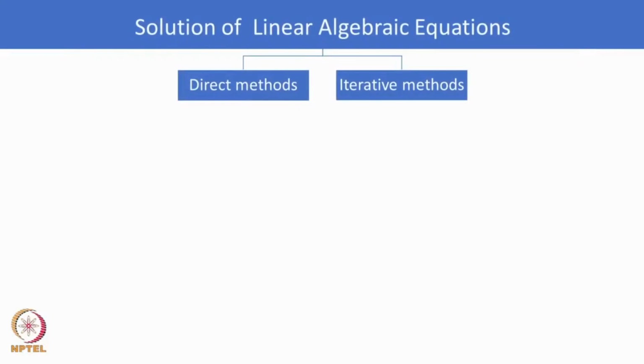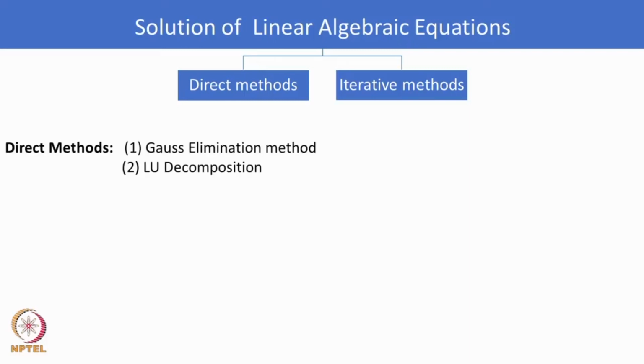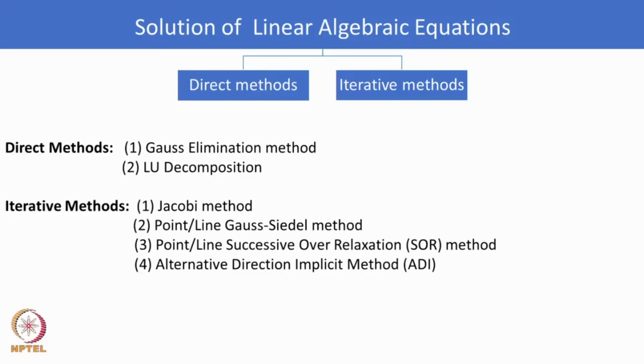We will now focus particularly on direct methods. We are going to talk about 3 methods: Gauss elimination method, tridiagonal matrix algorithm and LU decomposition. In iterative methods, we have Jacobi method, point or line Gauss-Seidel method, point or line successive over relaxation SOR method. Then there is the alternating direction implicit ADI method.